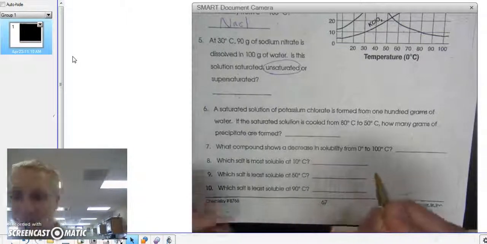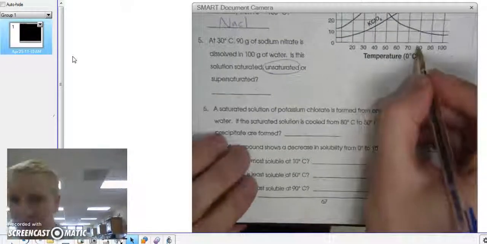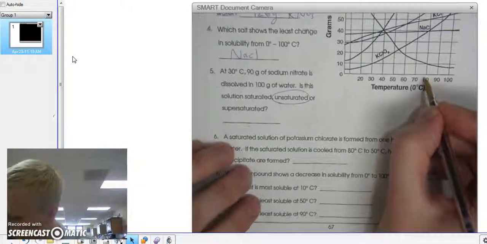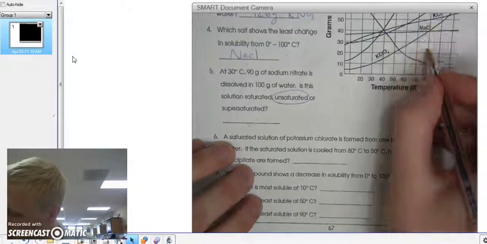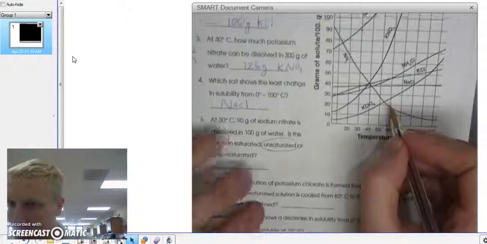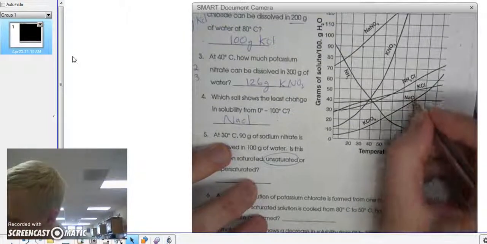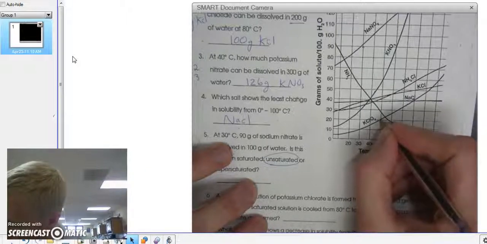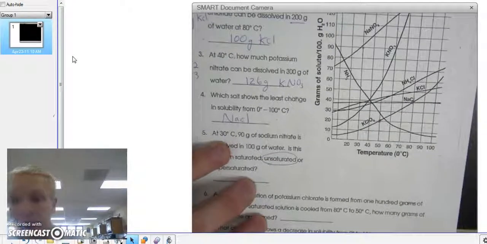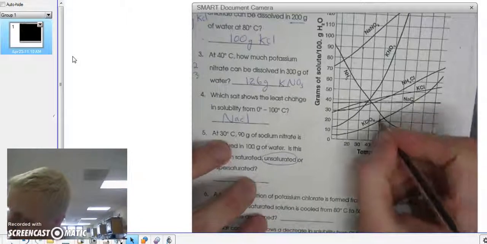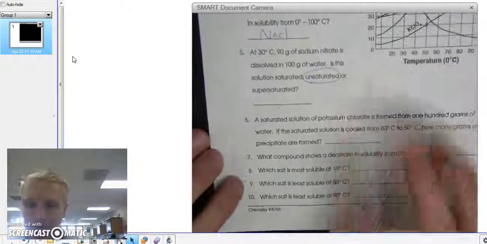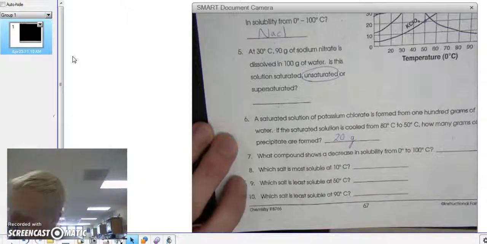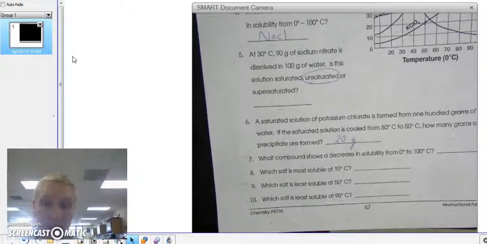Okay. We got 80 degrees Celsius to 50. There's 80 degrees Celsius, and we're talking about potassium chlorate, which is this guy right here. Moving it back down. We're going from 80, it looks like that's 40. And we're going down to 50, which means I got 20 grams of solute. The difference between 40 and 20 is 20 grams. So that would be my answer. 20 grams of precipitate is formed, meaning it's just going to settle to the bottom.